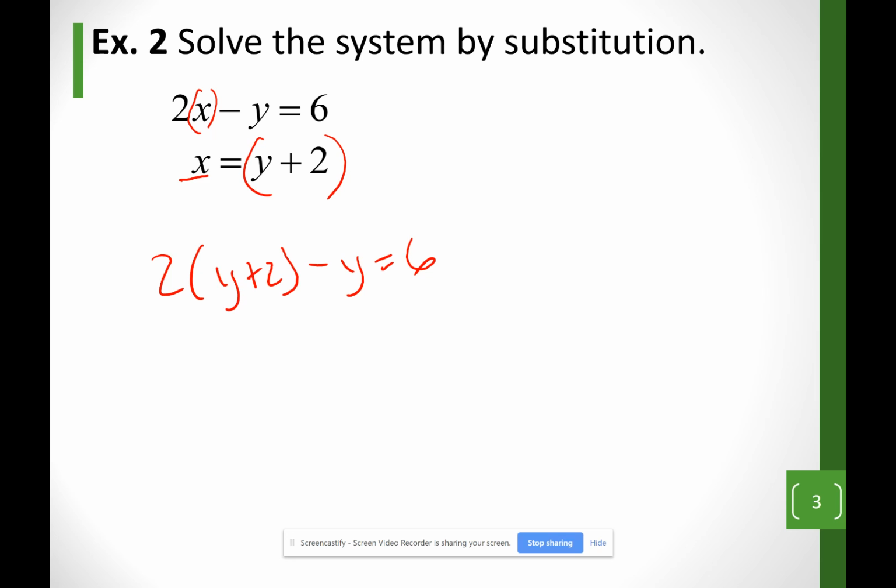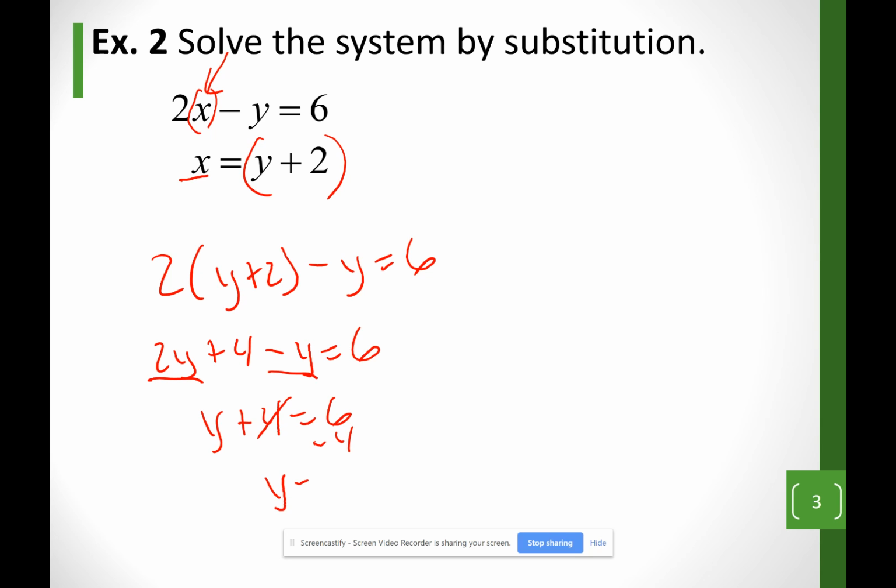I wrote everything in terms of y. All I did was, instead of x, I wrote y plus 2. All right, get rid of parentheses: 2y plus 4 minus y is equal to 6. I can combine the y's: 2y minus 1y. I get y plus 4 is equal to 6. Subtract 4 from each side. Y is equal to 2. That gives me half of my answer.